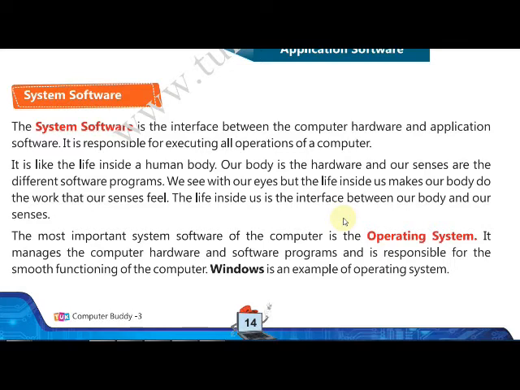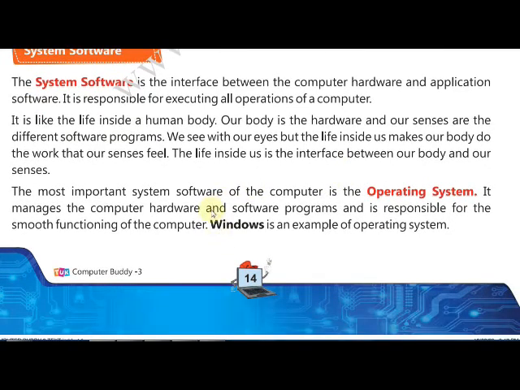Now, here we have the most important system software of the computer, and that is the operating system. Generally we know that OS is the short form for operating system, and it is system software. It is important software to activate any particular machine, maybe a computer, your biometric attendance machine, or a mobile phone. Nowadays, in mobile phones also we have an operating system. Generally it is used to activate that mobile.